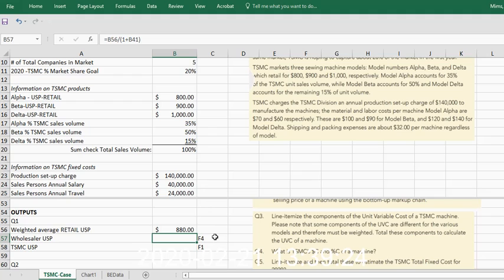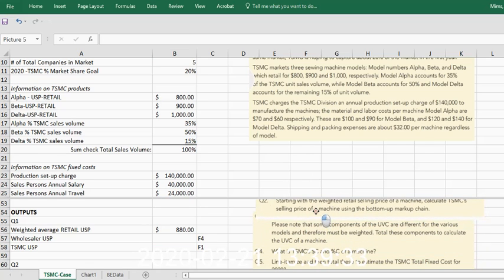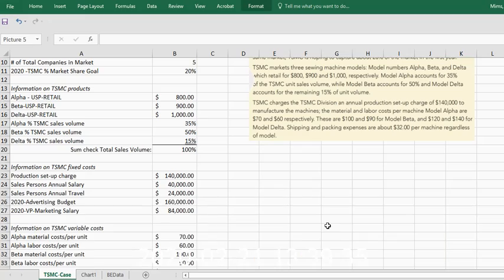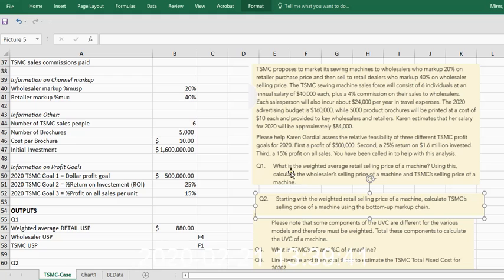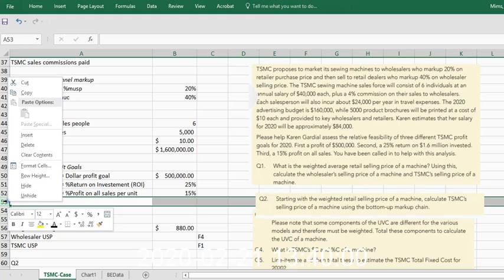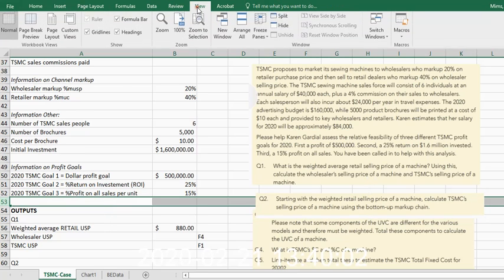All right, now I already have a hint here on what we're going to do next. In our question 1, it says, using this information, now we can calculate this wholesaler's selling price of the machine, which then we can also determine the manufacturer's selling price of the machine. All right. Well, now to do that, I'm going to put that split screen up here again. View, split screen.